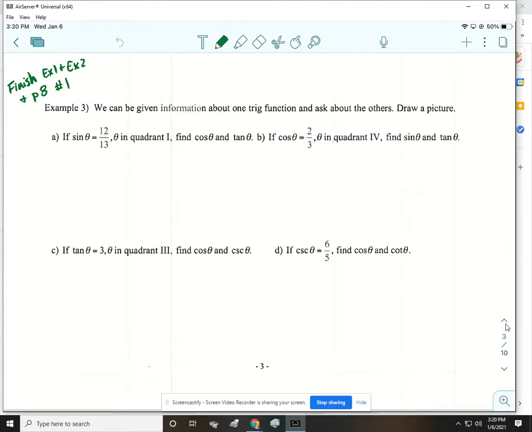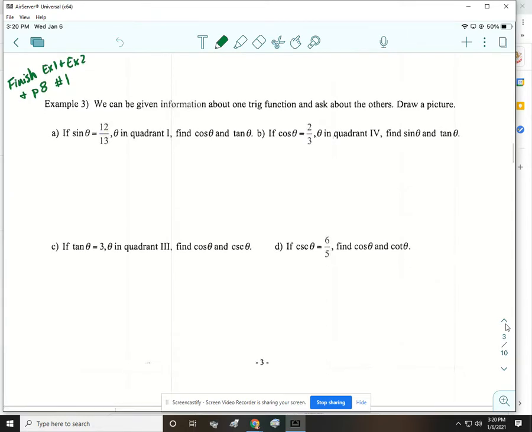So we're going to start off drawing a picture. And they kind of like to pick questions similar to this on the ACT, so this is really good practice for the ACT. On A, we know that the sine of theta is 12 over 13, and we know that theta is in quadrant 1. So let's just go ahead and start off with a picture.